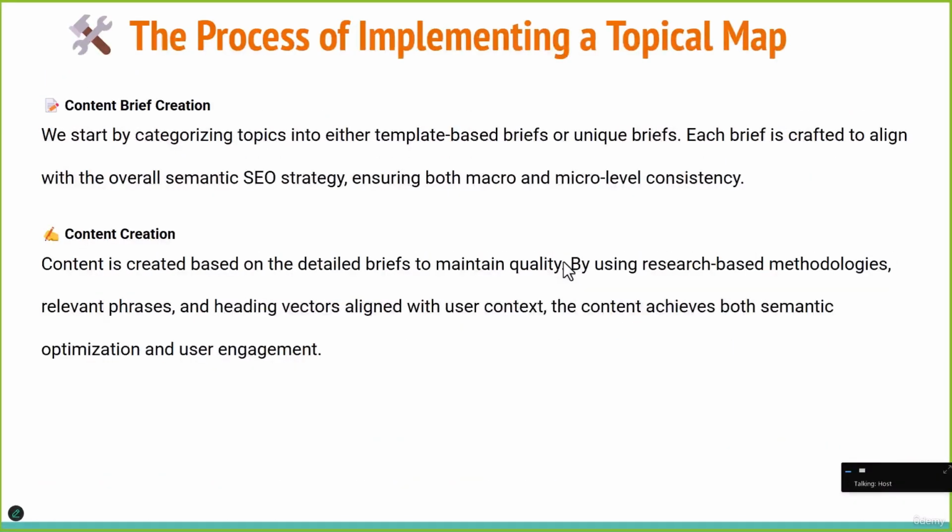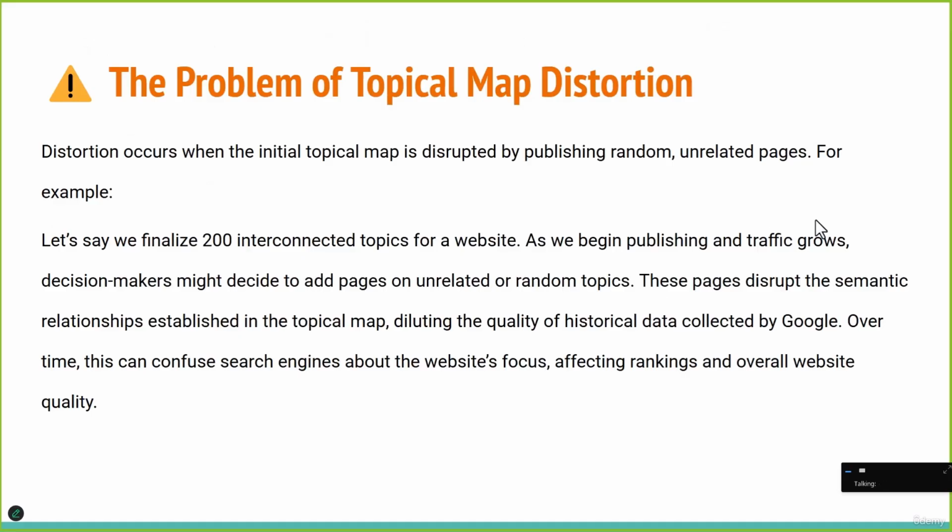The process of implementing a topical map starts with organizing the topics after all the processing is done. Then, we create a content brief, keeping various factors in mind, including the macro and micro canons of writing. After that, we send it to our writer. You must have explained everything to the writer about how these things work, and then you have the content created by them. Now, when does distortion occur?